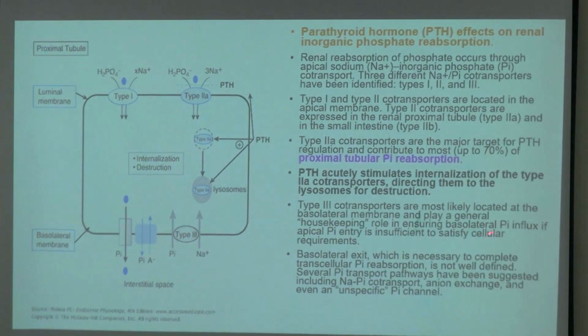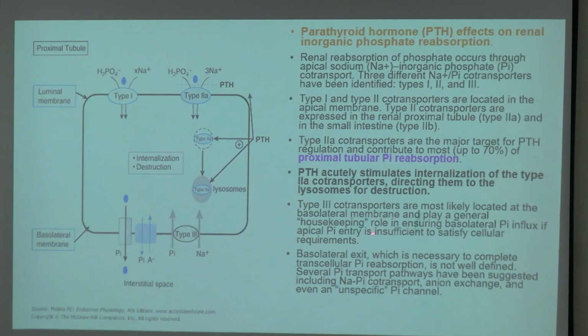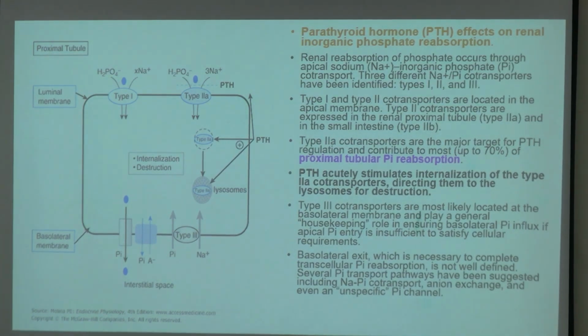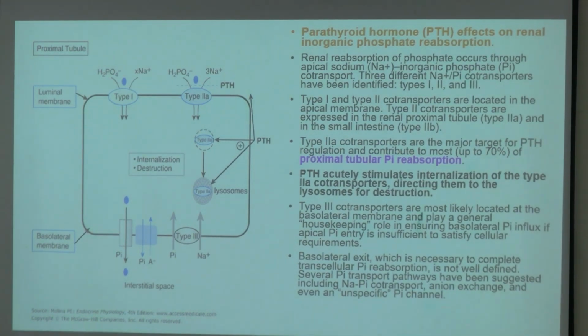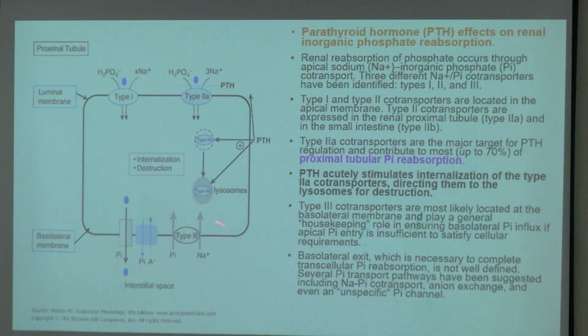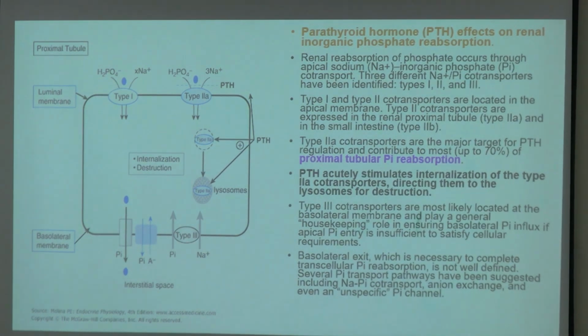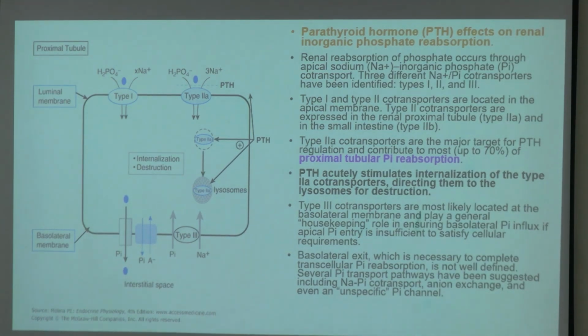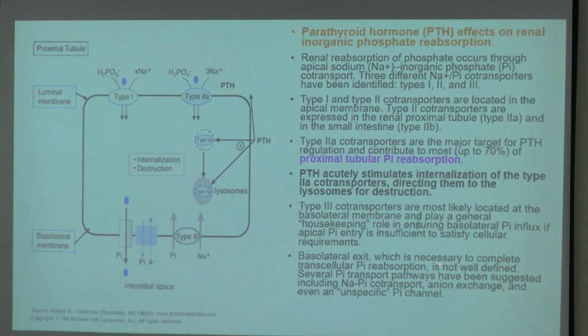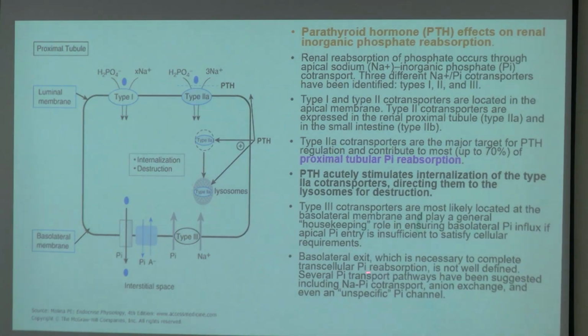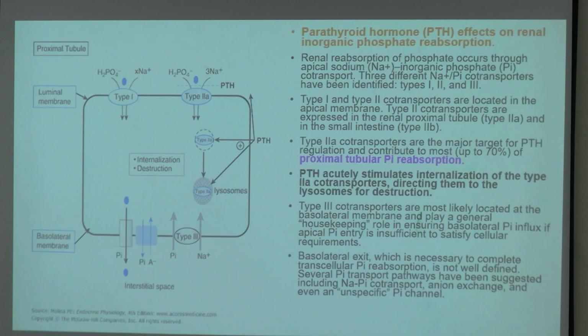It ensures the basolateral PI influx if apical PI entry is insufficient to satisfy the cellular demand. Clear? So this is the role of this type 3 co-transporter. Clear? Another important point, basolateral exit, which is necessary to complete transcellular PI reabsorption, is not well defined.